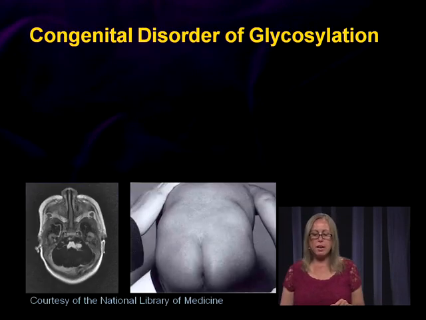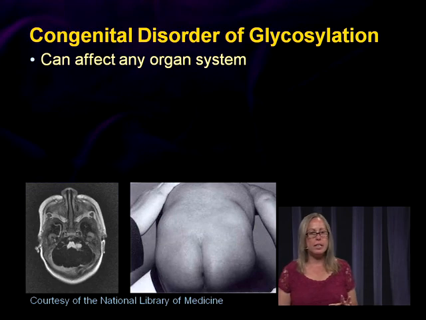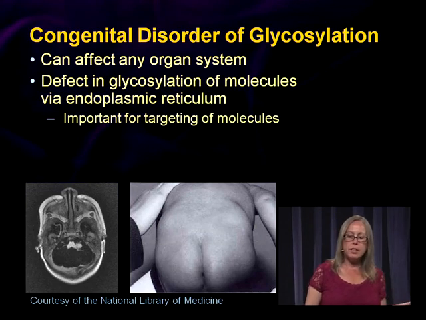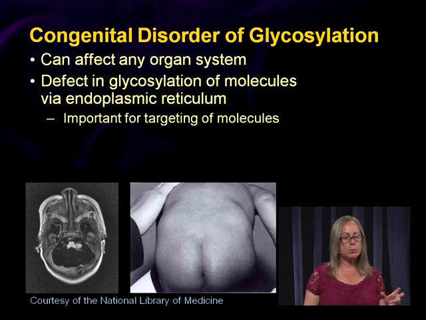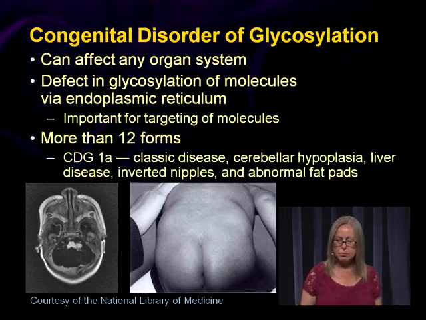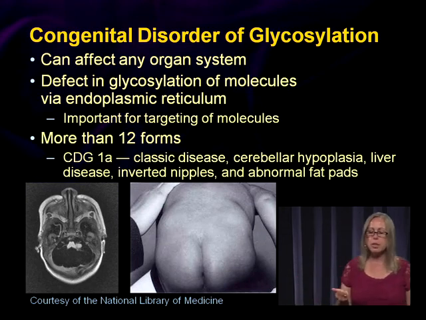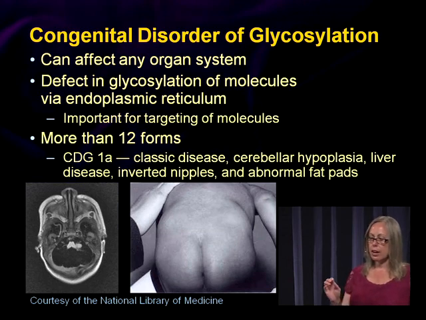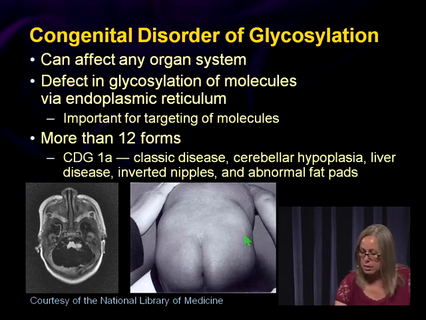Congenital disorders of glycosylation can affect any organ system, and it's a defect in glycosylation of molecules via the endoplasmic reticulum. So it's important for targeting of molecules. So you're not getting the sugar groups onto all of the other compounds that you need so that they can be appropriately targeted and flagged. There are more than 12 forms. The most common is CDG1A. It is the classic form for this condition. They have cerebellar hypoplasia. They have a liver disease, inverted nipples, and abnormal fat pads, which you can see in here, in those areas.